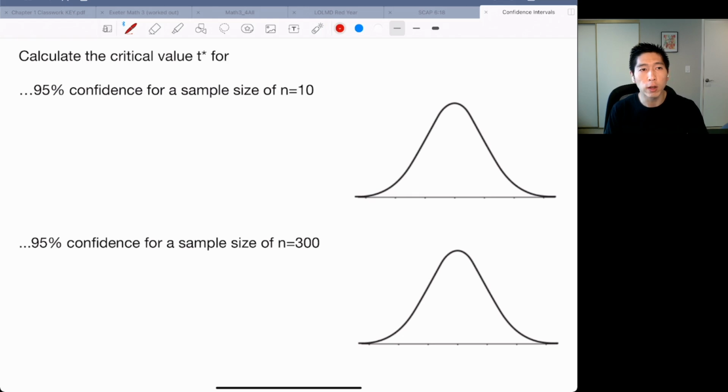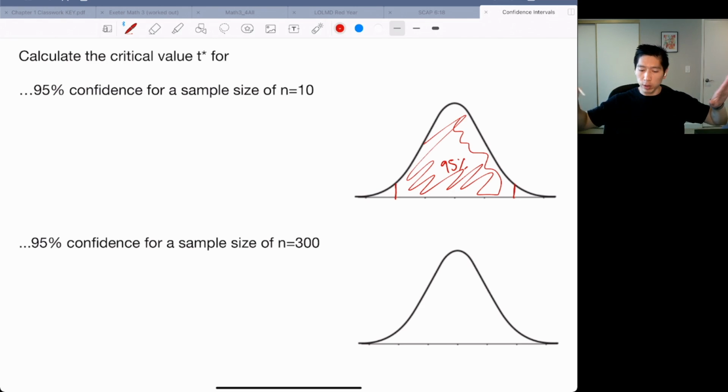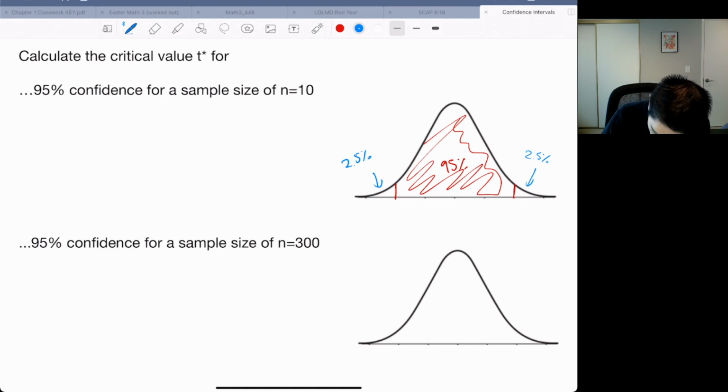You're also going to need to know how to find the critical value for t star, which is unfortunately also dependent on the sample size. We're going to start with a 95% confidence level with a sample size of n equals 10. So that means the middle is 95%, and that means there's 2.5% on the left and right. So from left to right, we're going to use 97.5%.